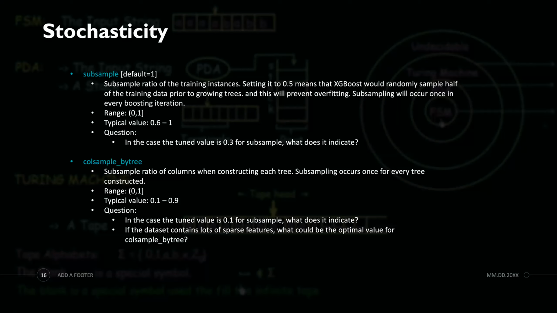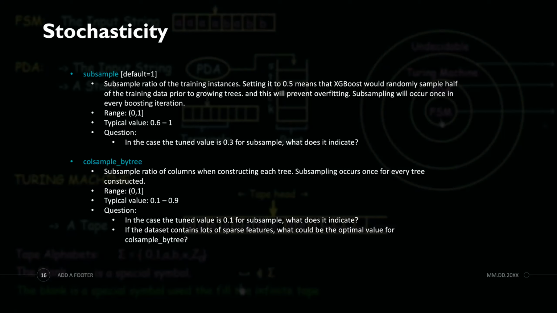This is why we have the following two parameters, which are subsample and colsample_bytree. The range for both of them is from 0 to 1, indicating what percentage of the data we would like to include to train a new decision tree. Subsample controls what percentage of examples, and colsample_bytree controls what percentage of columns, that is features.